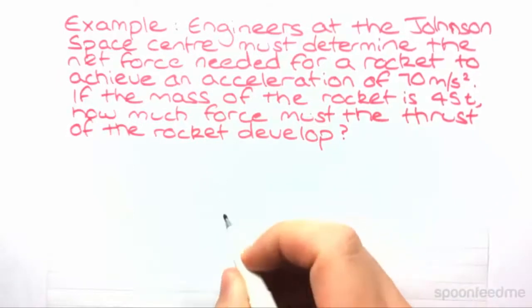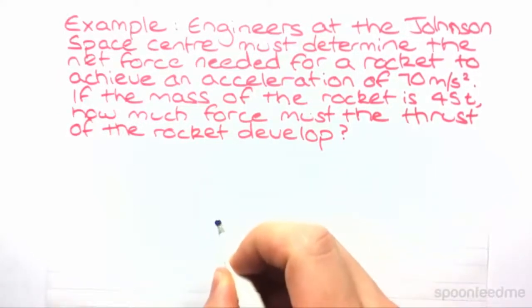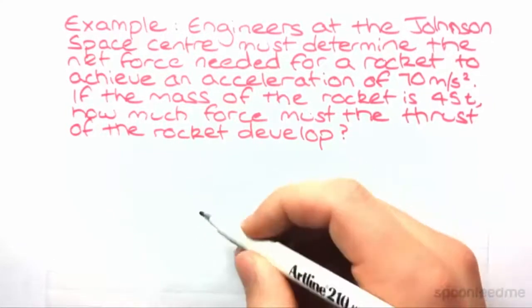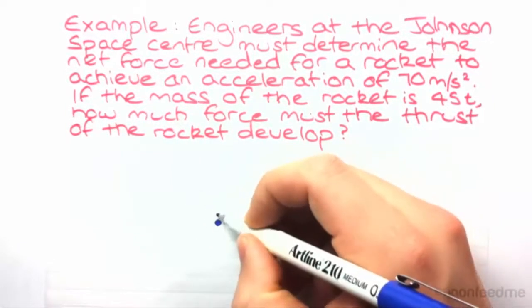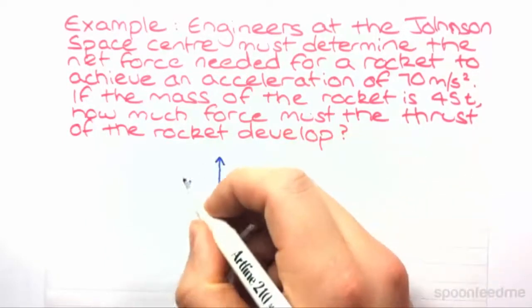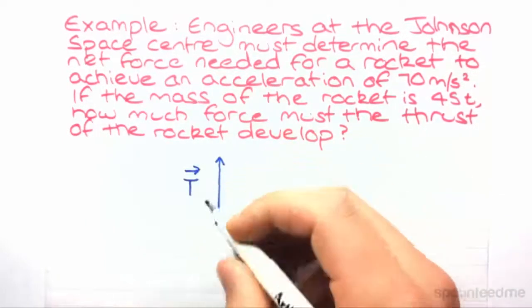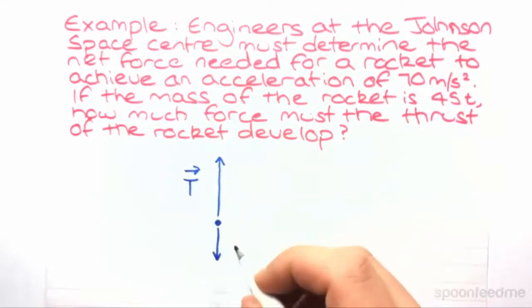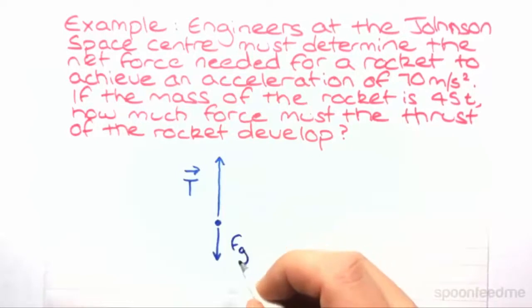What a free body diagram is, you model the body as a dot and you draw the forces acting on it, acting out of it. So we've got the thrust of the rocket pushing the rocket up, and we've got gravity, the other force, pulling the rocket down. That's usually how we notate gravity.